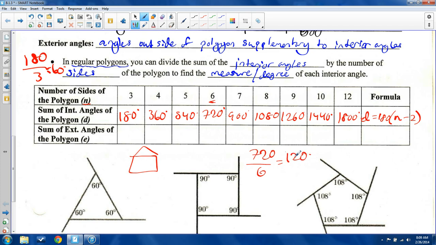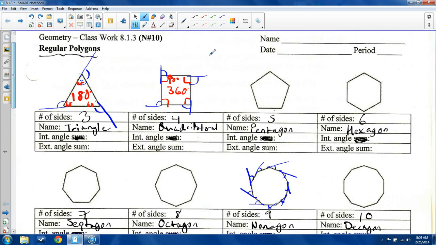So the measure of each interior angle in your regular hexagon, like up here, all of these are 120 degrees. Okay? So that's how we're actually going to figure these out. These interior angles, that's what I meant to say over here. I didn't want to say sum, just the angles themselves. Each of these are 120. They add up to 720, but each are 120.